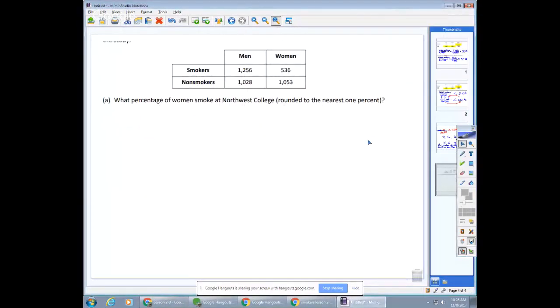So for the first question, I'm asked what percent of women, okay? Just another way to think of that, I want percent of women that smoke, right? So percentage of women is the key. So women is my denominator, that's my audience here. So fraction women is in the bottom, and then women smokers is in the top.